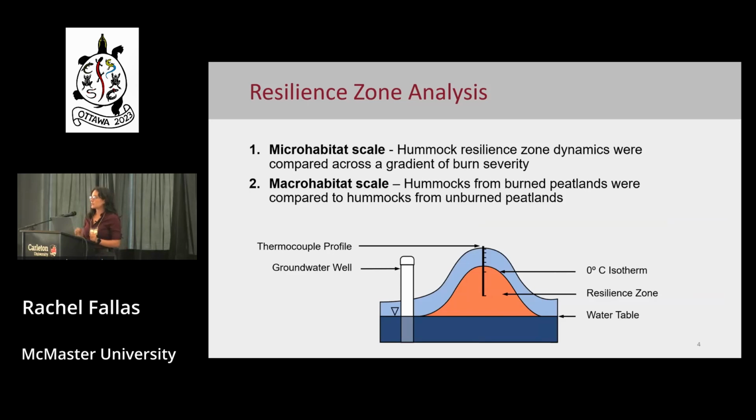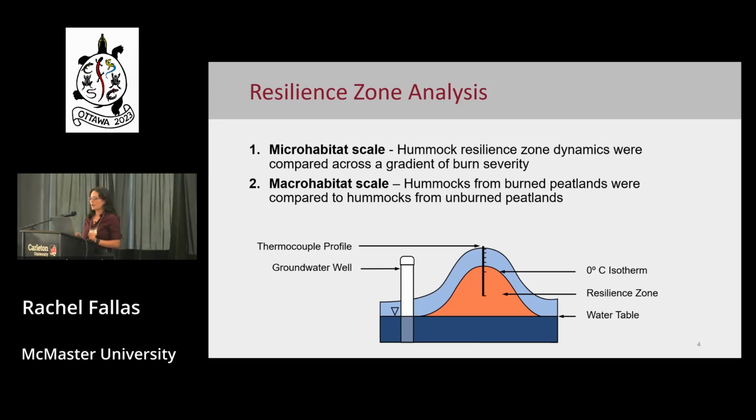So what we did was we quantified this resilience zone at the burned peatlands. We wanted to look at both the microhabitat and macrohabitat spatial scale. So at the microhabitat level, we were looking at hummocks across a gradient of different burn severities to see how that might influence resilience zone dynamics. And then at the macrohabitat scale, we were looking at the hummocks from these peatlands as a whole and comparing the burned peatlands against other natural peatlands within that region.